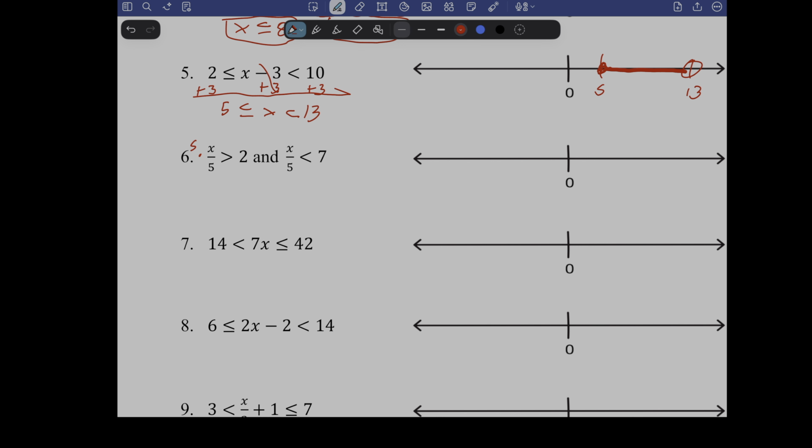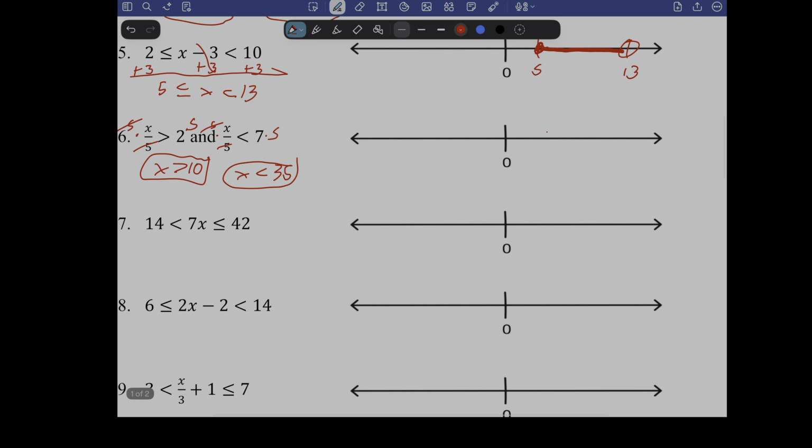On this one, I need to multiply each side by 5. That'll cancel out. X is greater than 10. On the next one, I'm going to multiply each side by 5. X is less than 35. Okay? So 10 and 35 are my numbers. There's no equal sign. They're both wholes. So that's pretty easy. I'm just going to write a 10 here. I'm going to write a 35 here.